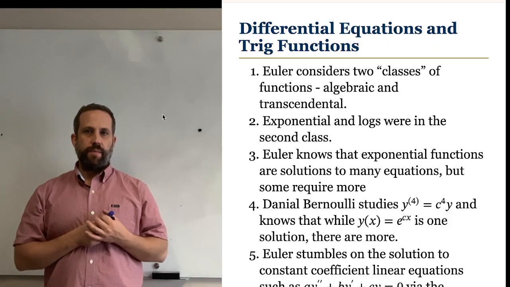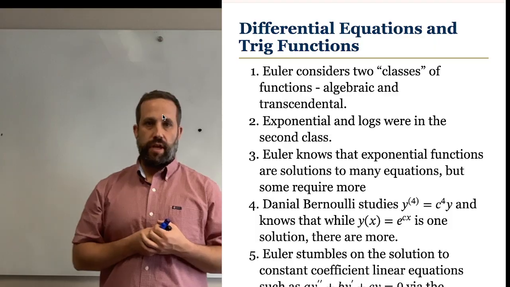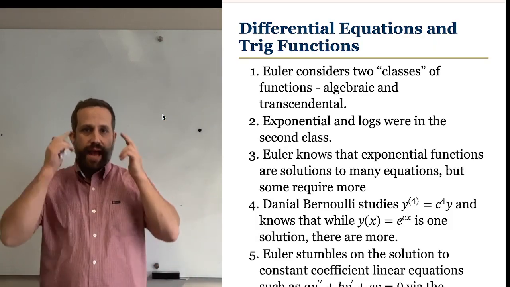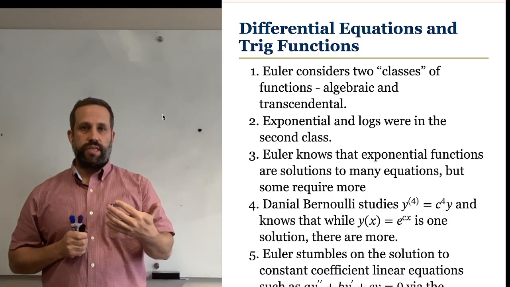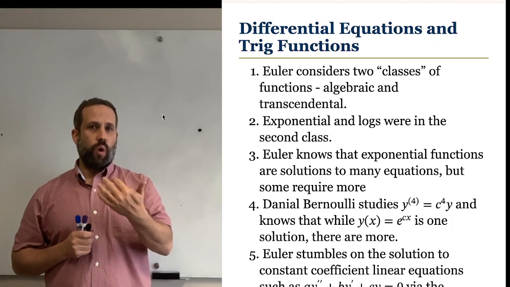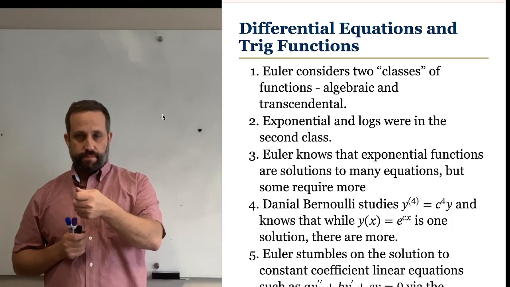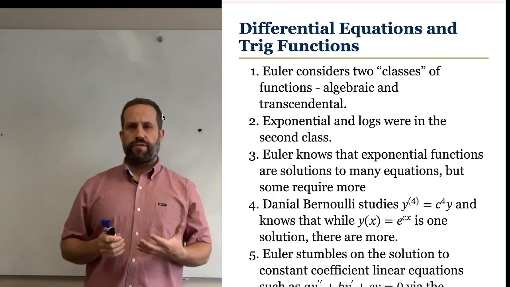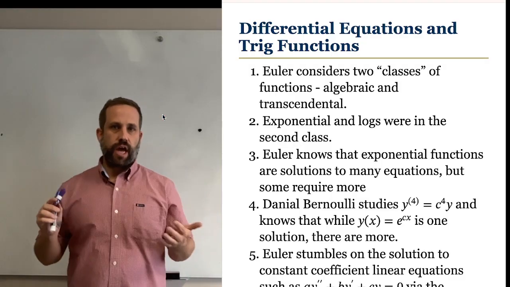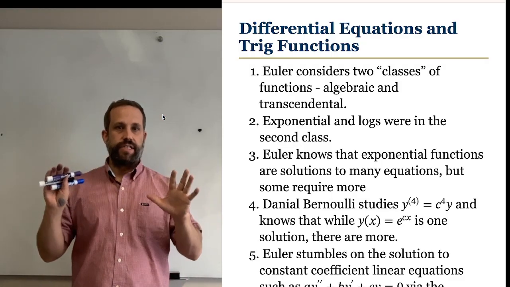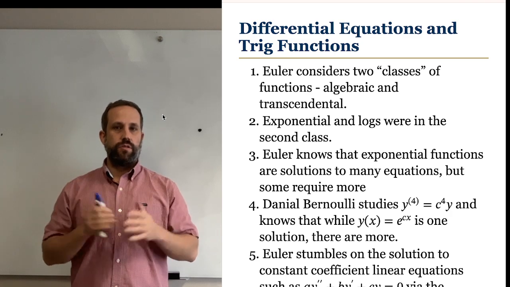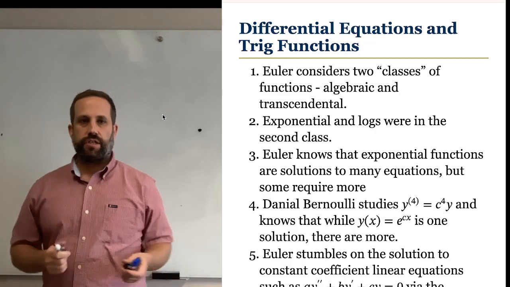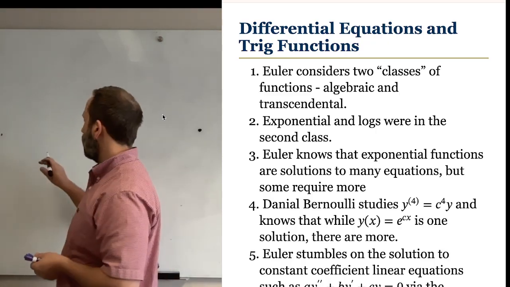And there is this beam equation, which is the fourth derivative of y is equal to c to the power of 4 times y. Now, he knows that y equals e to the cx, and I would imagine also y equals e to the minus cx, are both solutions. But Bernoulli says there's got to be more because of the considerations he had. There has to be more solutions to this differential equation. So Euler starts to study this.